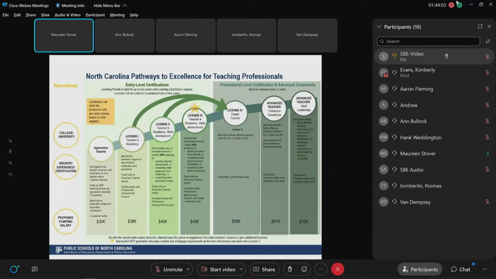And then there were also some questions and trying to understand, what happens if I'm licensed as an advanced teacher, adult learner, but there's not a position available for me? How does that look? We had some really great questions. We actually captured all the questions on a Jamboard, and I can share that with everyone so you can see what some of those K-12 concerns and questions were.